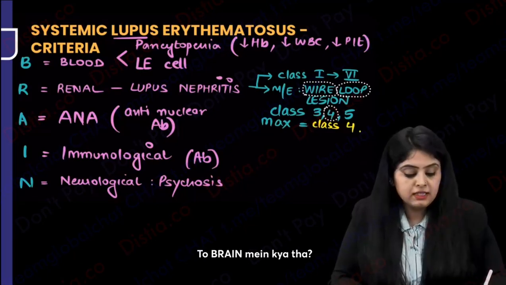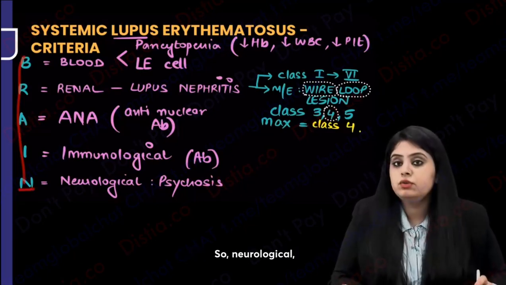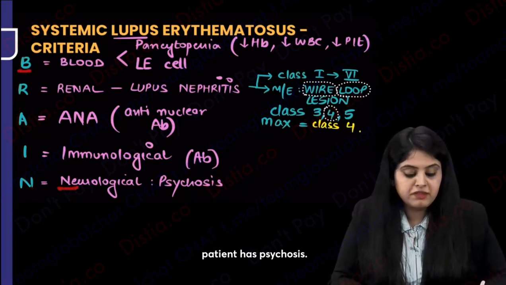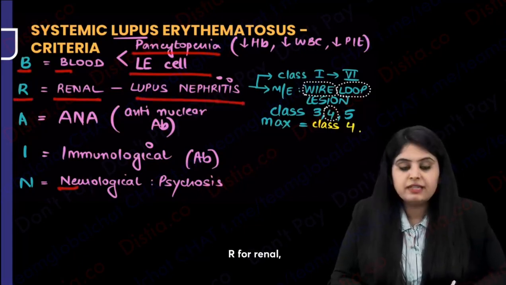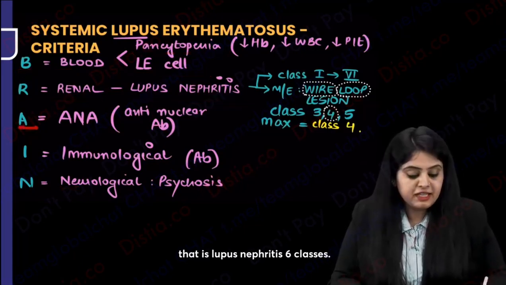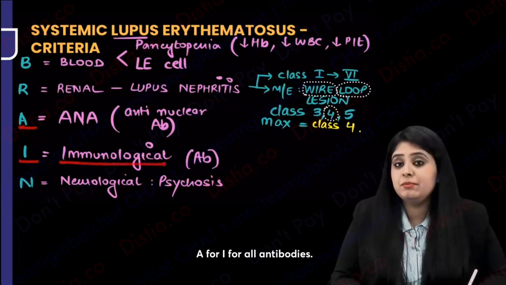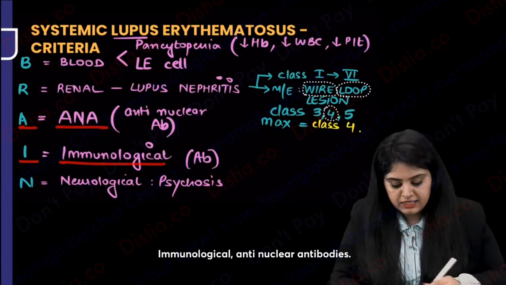So brain mein kya tha? Firstly, brain ends with N, so neurological, patient has psychosis. B for blood, patient has pancytopenia and LE cell. R for renal, that is lupus nephritis, 6 classes. I for all antibodies, immunological, anti-nuclear antibody.